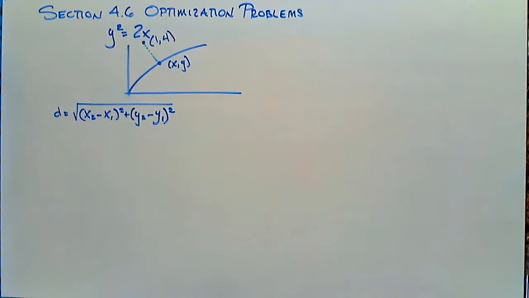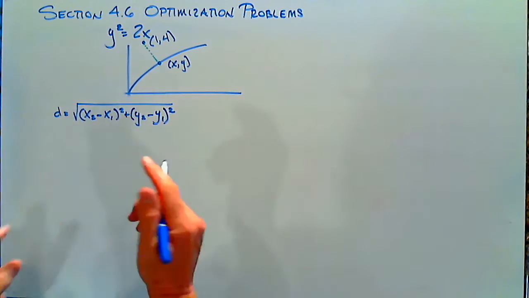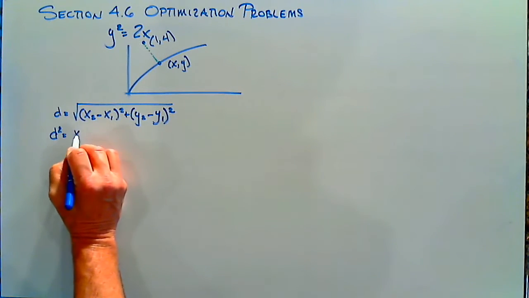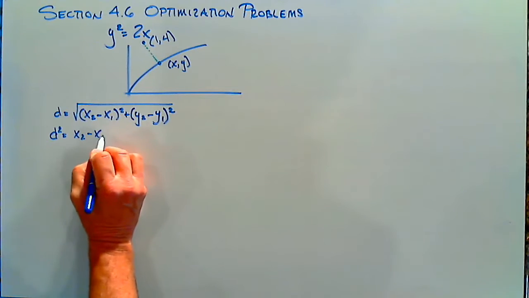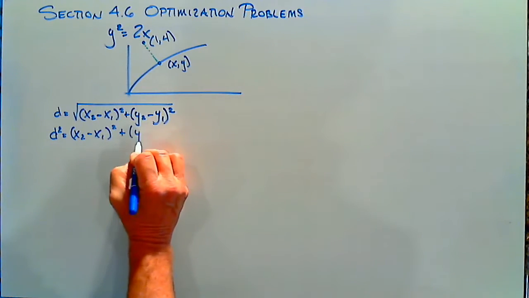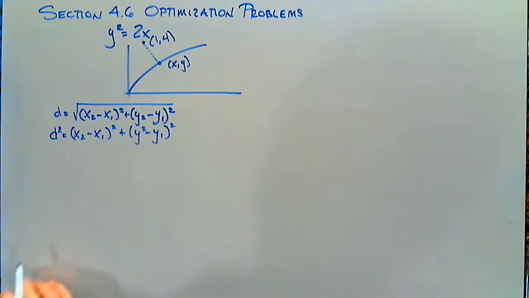Now, before everybody panics and looks at the distance formula and realizes it has a big square root in it, I'm going to point out something. If I square both sides, the square root goes away. If I square both sides, this turns out to be d squared equals, and over here I have x sub 2 minus x sub 1 squared plus y sub 2 minus y sub 1 squared. This is what we get if we square both sides.